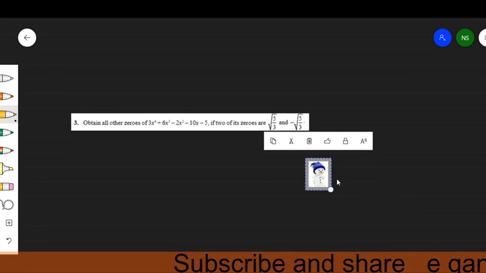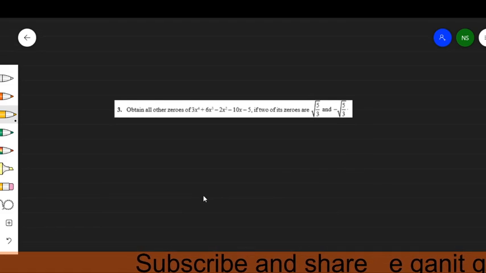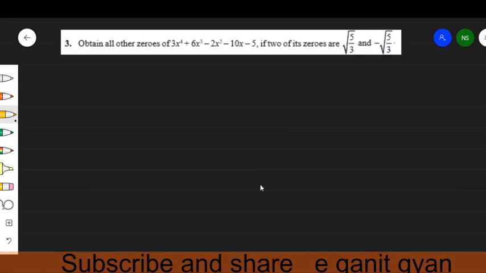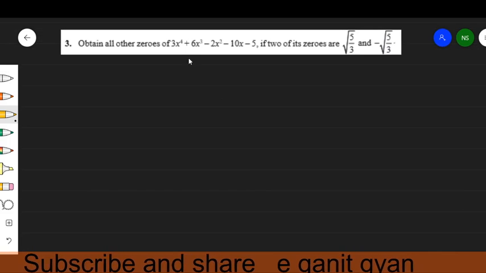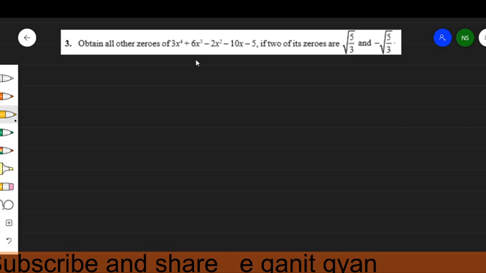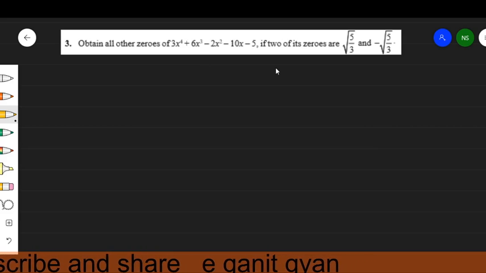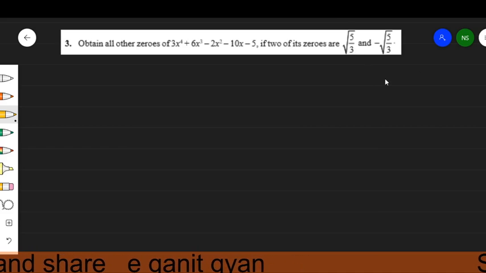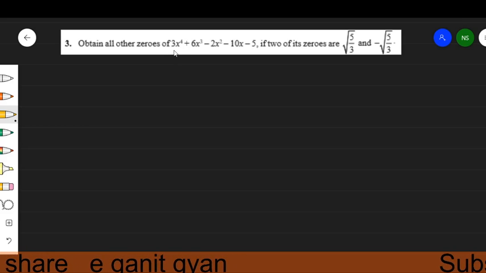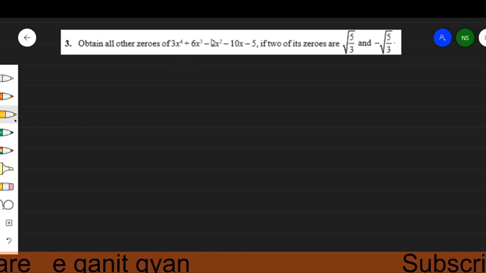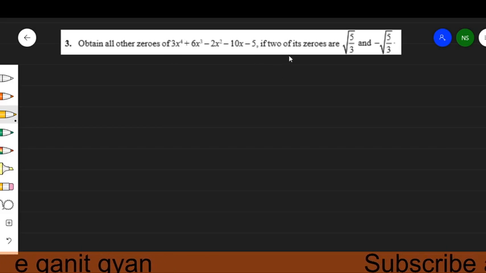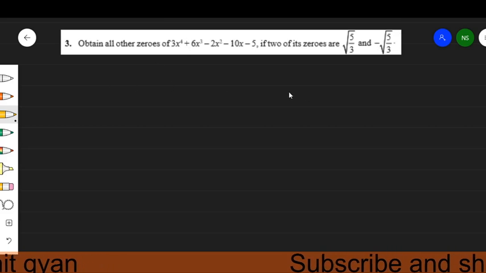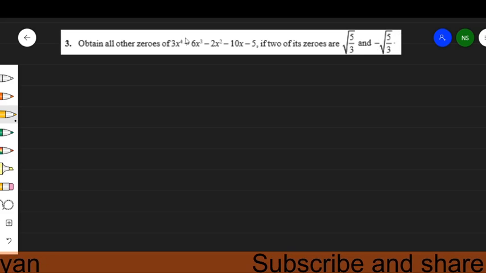In question 3, they are saying: obtain all the zeros of 3x power 4 plus 6x cube minus 2x square minus 10x minus 5, if two of its zeros are given. Yes, we have a polynomial with highest power 4, and they gave two zeros. So based on the highest power we can find out the number of zeros. Here the highest power is 4.